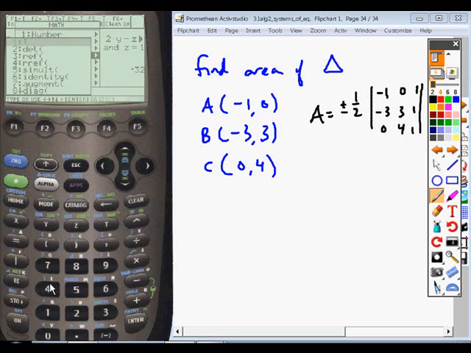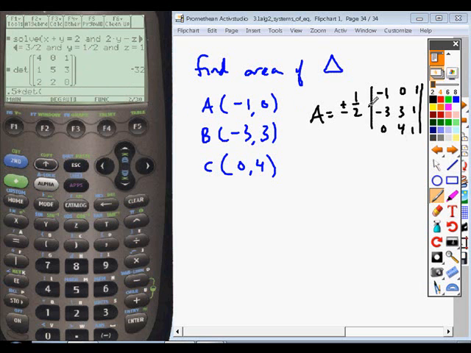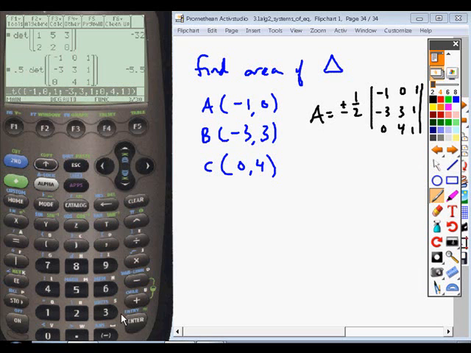Okay, so if we take 0.5 times, again, if we go to our math key, matrix number 4 and determinant number 2, and enter our matrix, we have -1, 0, 1, -3, 3, 1, and 0, 4, 1. And close it off, end of the matrix, end of the determinant. When I hit enter, I get -5.5 as my answer.